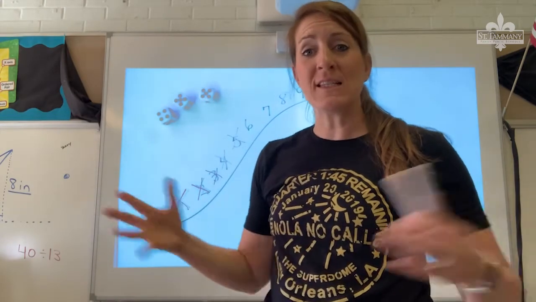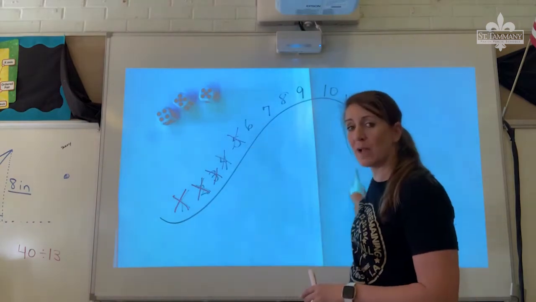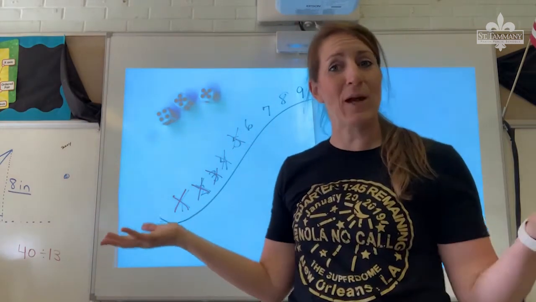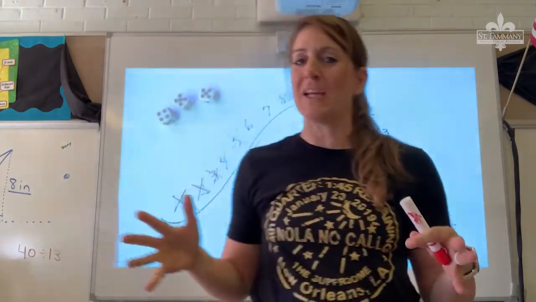Okay? So this is how you play Over the Hill. And the first person to mark off all numbers to 18 is the winner. Give yourself an air high five. You did a great job.